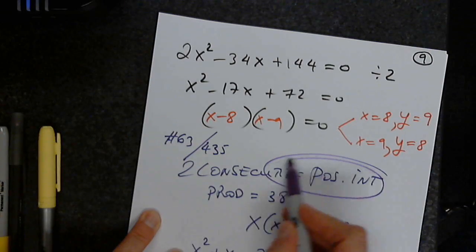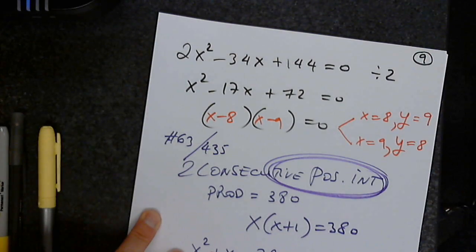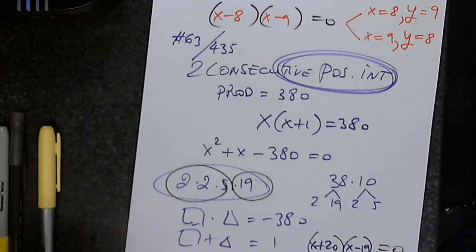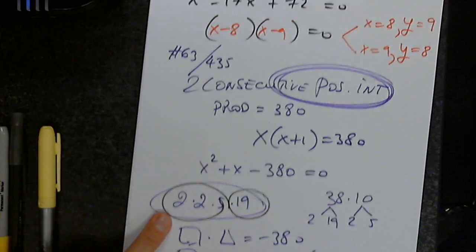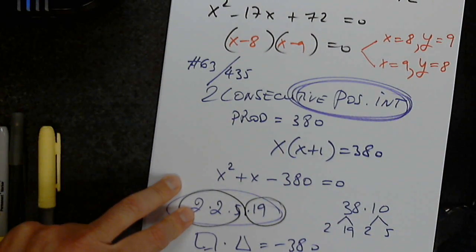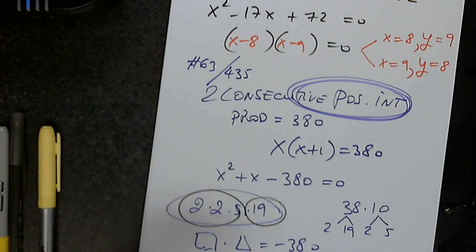But I am told that the numbers are positive, so I cannot choose or accept the negative 20. So it's 19, and what is the other one? So X is 19. What is the other one? Two consecutive integers, positive integers. So 19 and 20 are the numbers in question. Okay.